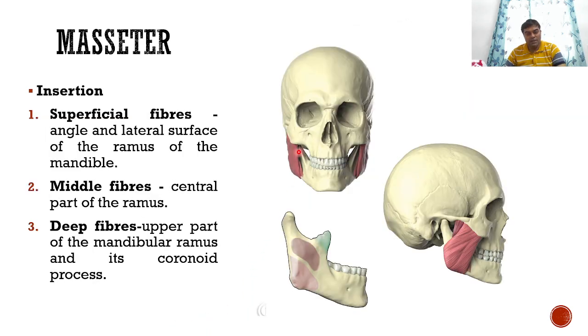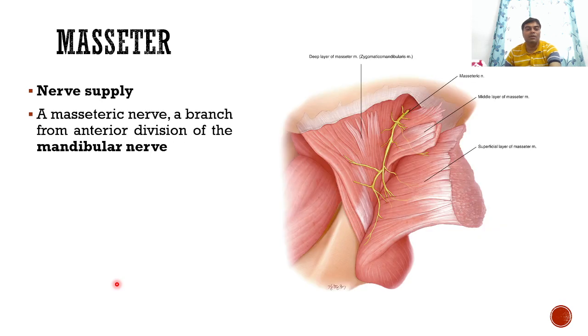Insertion. So, you can see here these are the layers of the masseter muscle. Superficial fibers are basically inserted onto the angle and the lateral surface of the ramus of mandible, while middle fibers are mainly inserted onto the central part of the ramus of the mandible, and the deep fibers are inserted onto the upper part of the ramus and the coronoid process of the mandible.